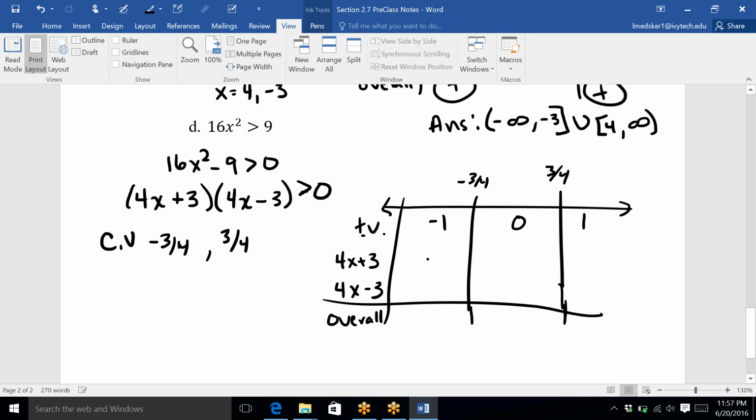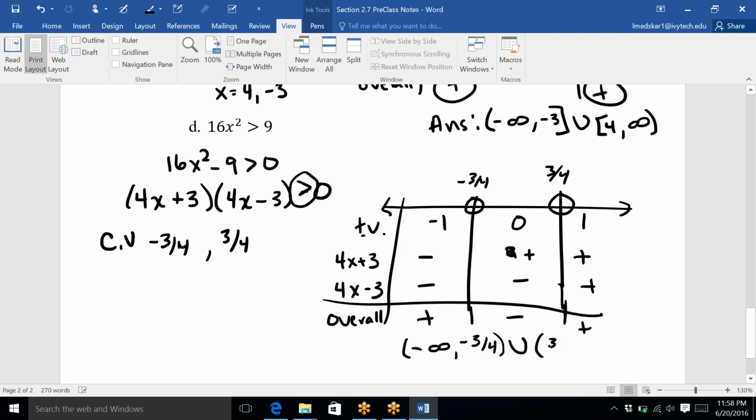Okay, so -4 plus 3 would be a negative. -4 minus 3 would also be negative. Negative times negative is positive. 0 times anything is 0, so that'd just be +3, which is a positive. 0 times this is 0, minus 3 would make it negative. The opposite sign would be negative. 1 would make that still positive, and then 4 times 1 is 4 minus 3 is still positive. This time I'm looking for greater than, but not equal to. That means these are open circles, not closed, because they don't have the equal to bar. So this would be negative infinity to negative 3/4 with a parenthesis, union 3/4 with a parenthesis to infinity.